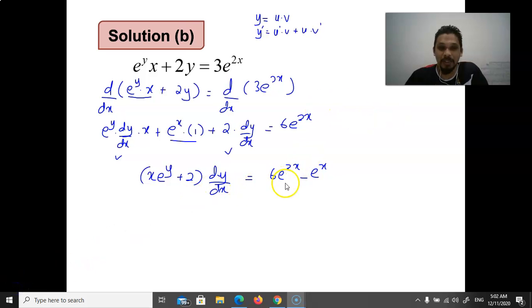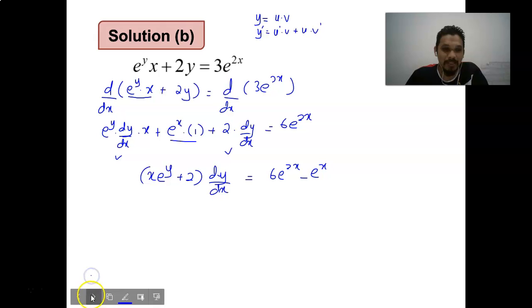Okay, so look at this one here now. Class, I think I made some mistake here. Differentiate e to the power of y, e to the power of y dy dx, and then multiply with an x. Then u prime v, and then e to the power of y, then differentiate x equals 1, e to the power of y. I didn't realize that, sorry.